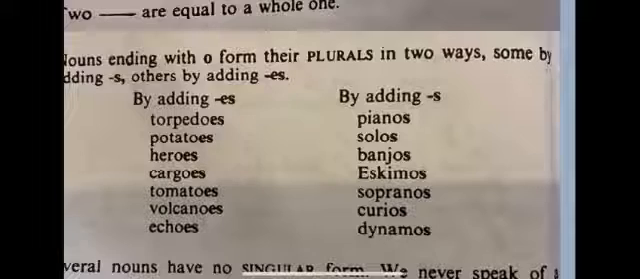Then comes potatoes. You all know it's a vegetable. Heroes, cargoes. Cargoes means heavy goods or freight or these kind of things. Fine. Then tomatoes, volcanoes.